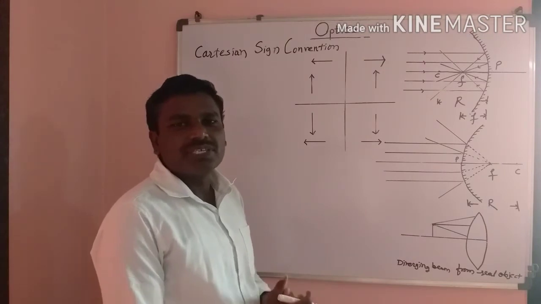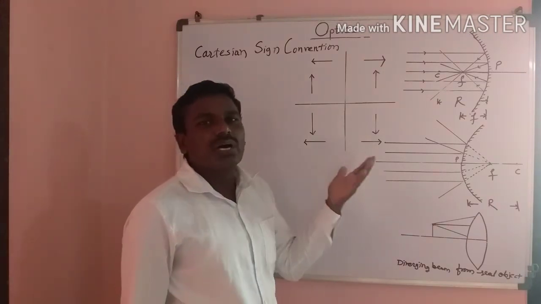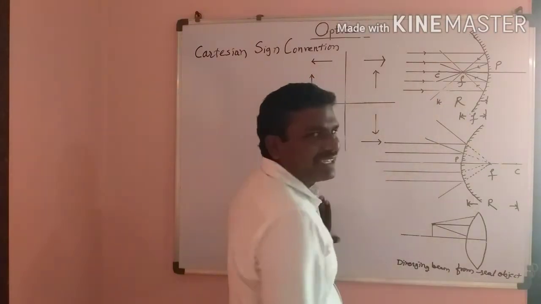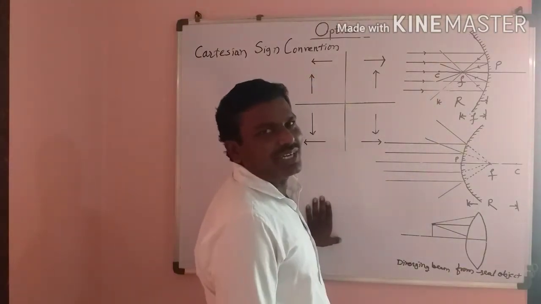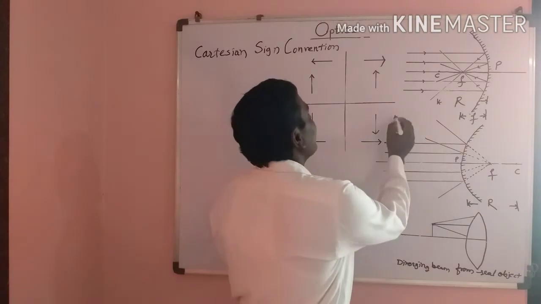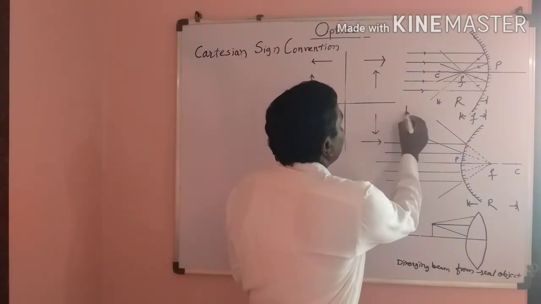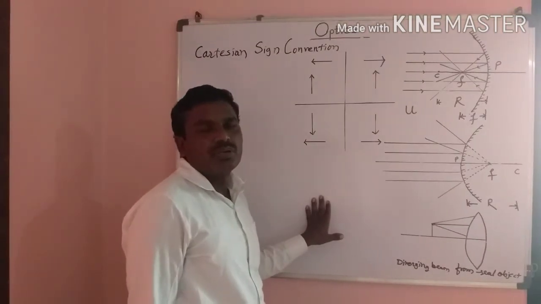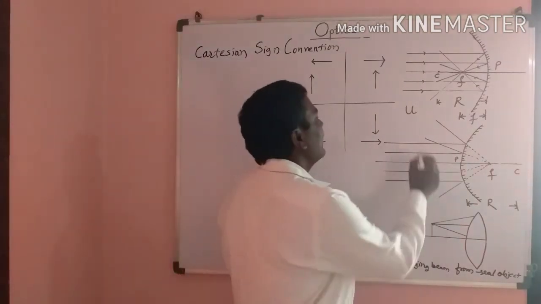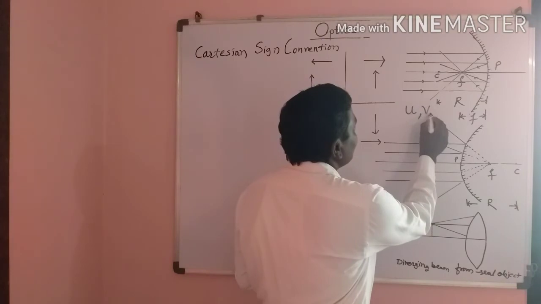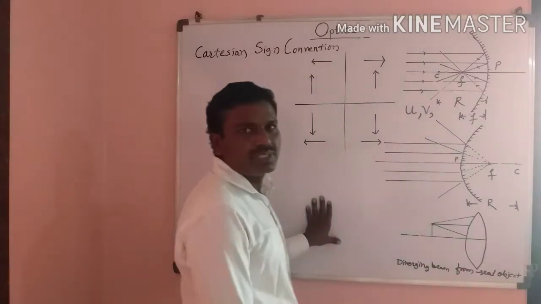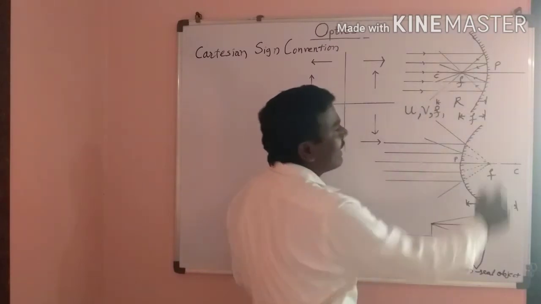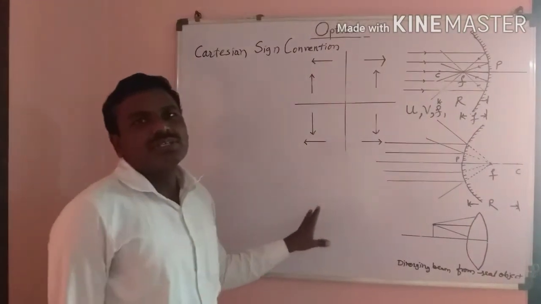What is f? f is nothing but the focal length. And what is R? R is nothing but the radius of curvature. If we consider an object, the object distance is denoted by u. If we consider an image, the image distance is denoted by v. Small f is the focal length and R is the radius of curvature.